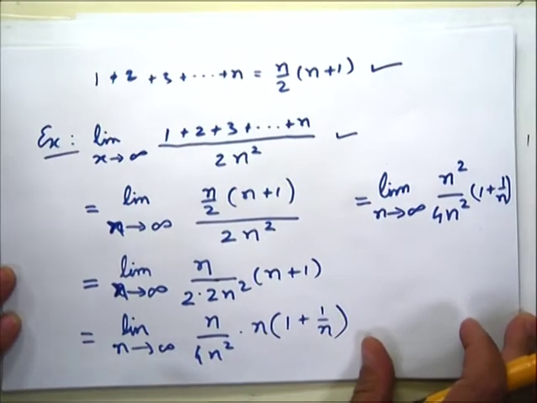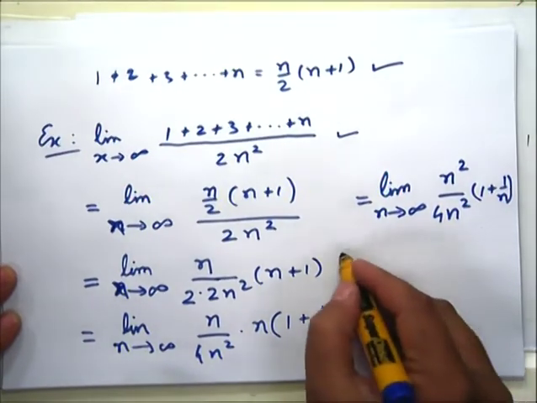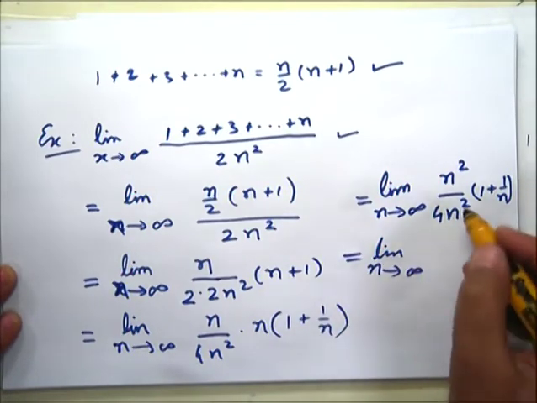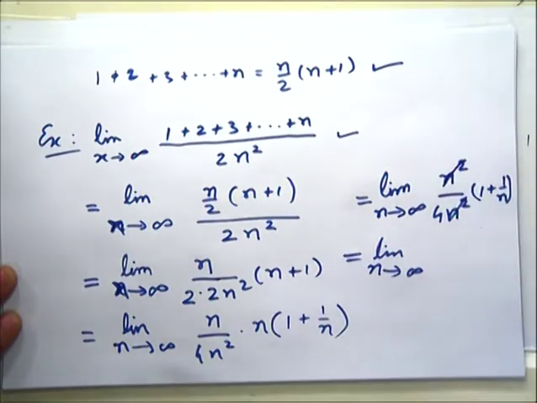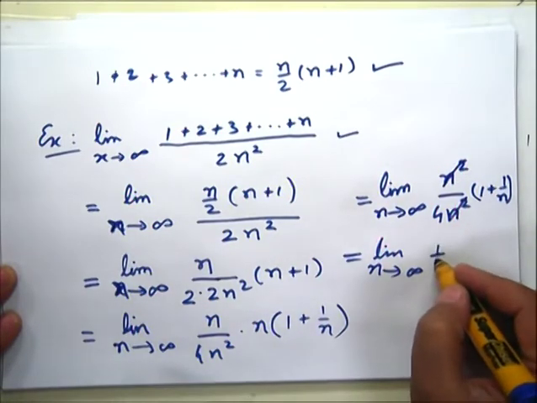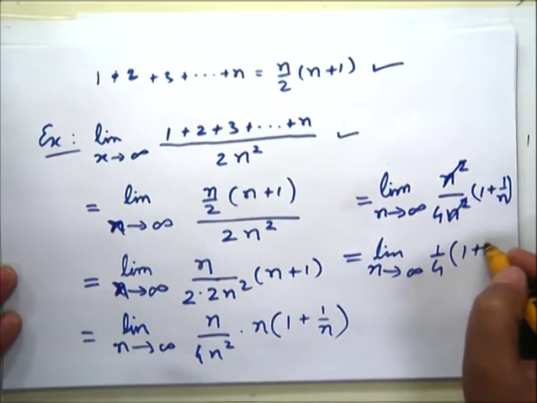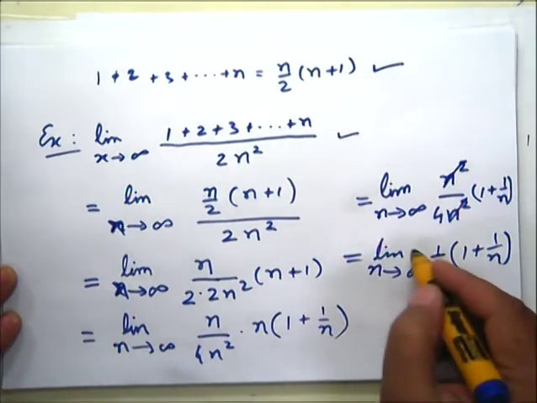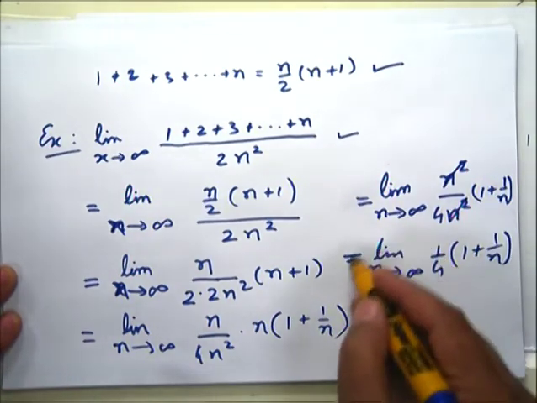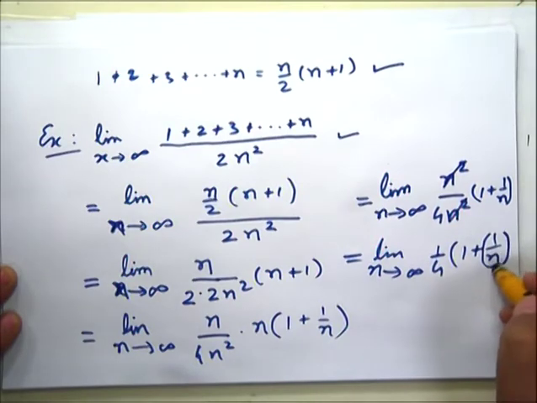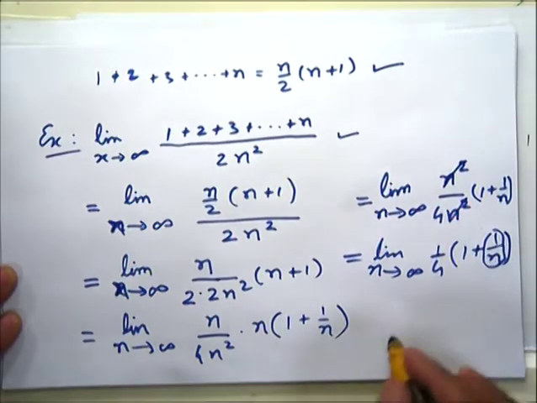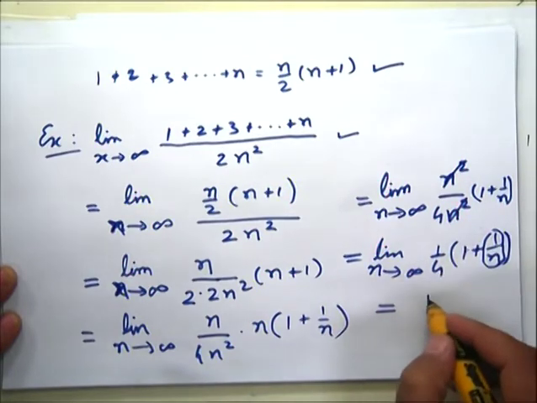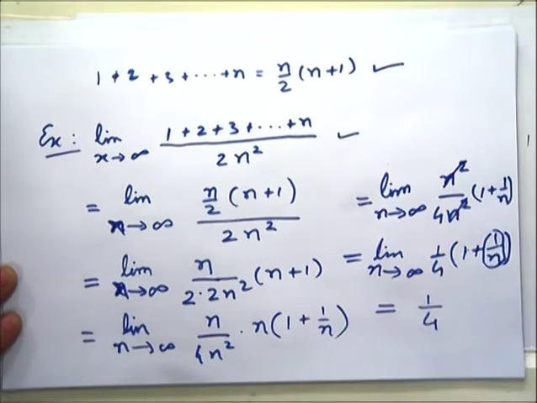Okay, 1 plus 1 upon n, and this is equal to limit n tends to infinity. We can cancel this n square. Remaining part is 1 upon 4 and 1 plus 1 upon n. Now we are applying this limit n tends to infinity, and when n tends to infinity, this will be 0. So this is equal to 1 here and 4 in the denominator. So the answer is 1 upon 4.